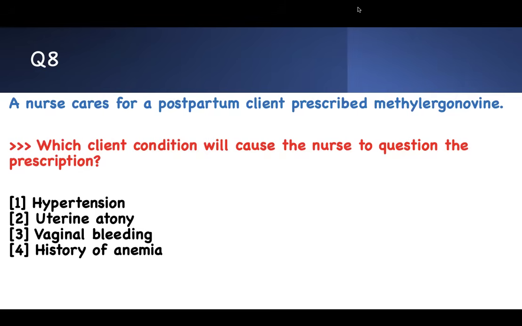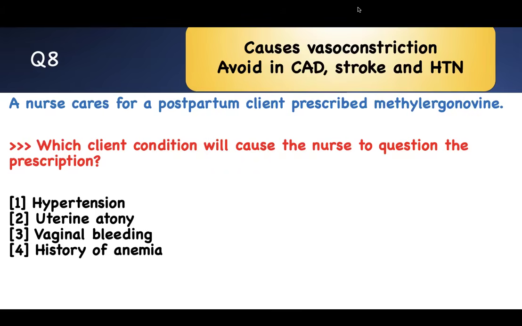I see hypertension. Uterine atony is why we use methylergonovine. Vaginal bleeding is why we use methylergonovine. If you have been bleeding, the issue of anemia is unrelated. Number 1, right answer. So it causes what? Vasoconstriction, you should avoid coronary disease, stroke, and hypertension.